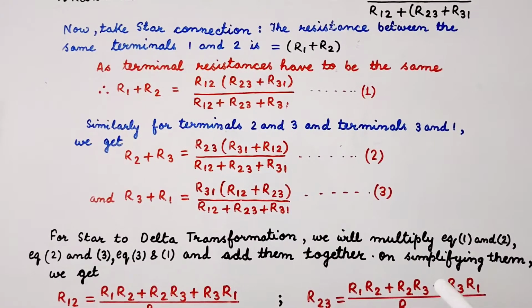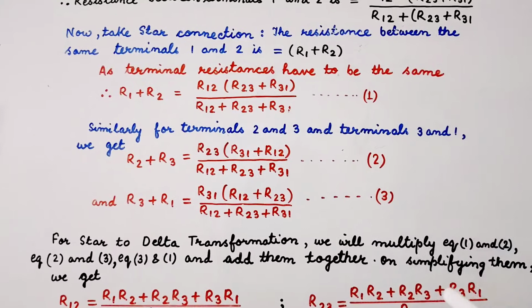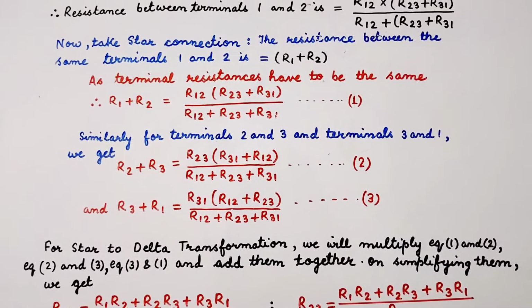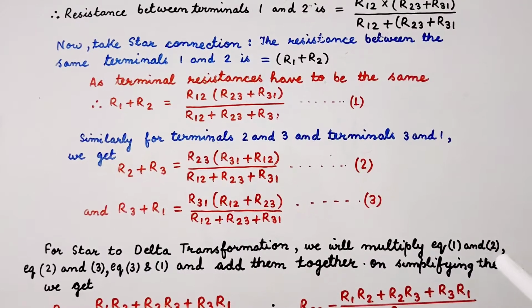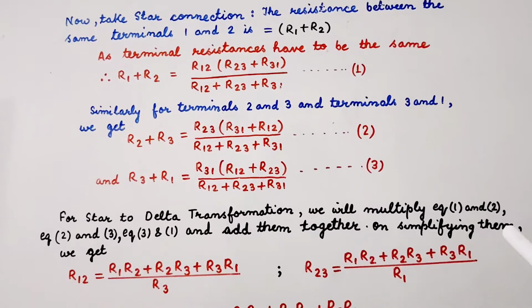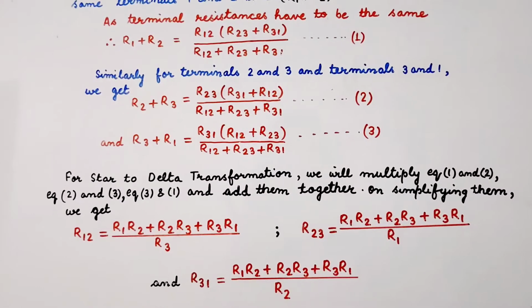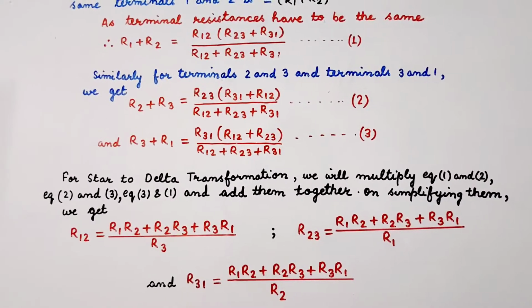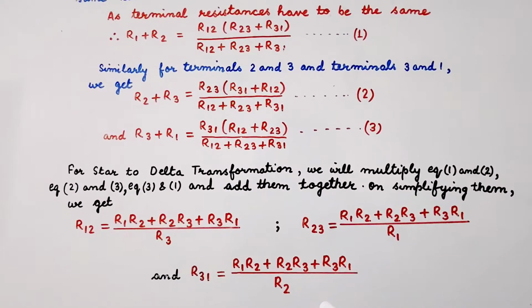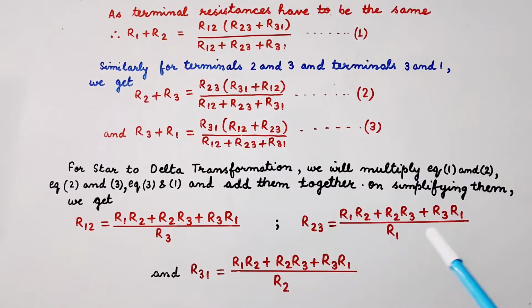And after multiplying them, we will add them together. That is, we are performing the operation 1 into 2 plus 2 into 3 plus 3 into 1. And then we will simplify this equation. Then we will obtain the values of R12, R23 and R31 as given by these formulas.